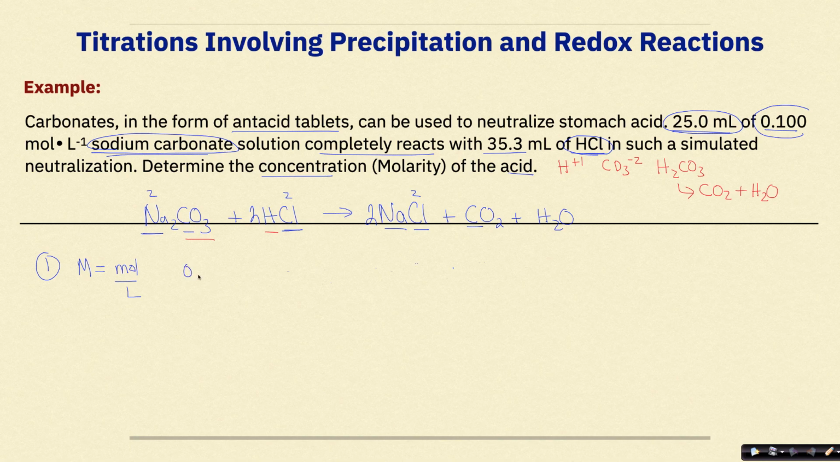So I have 0.100 molar sodium carbonate, Na2CO3, is equal to moles. That is what I'm going to solve for. And I have 25 milliliters, so that is going to be 0.025 liters. And then I am going to cross multiply here, and I am going to get 0.0025 moles of Na2CO3.